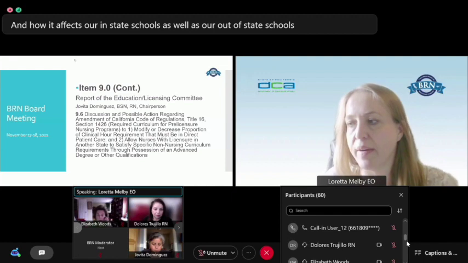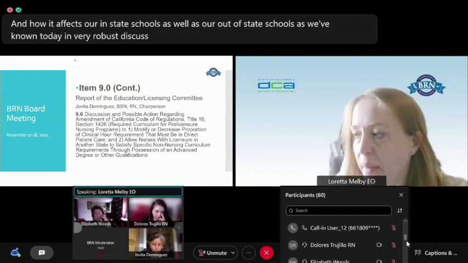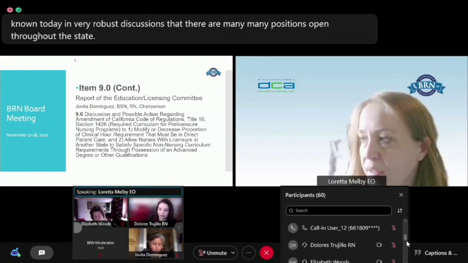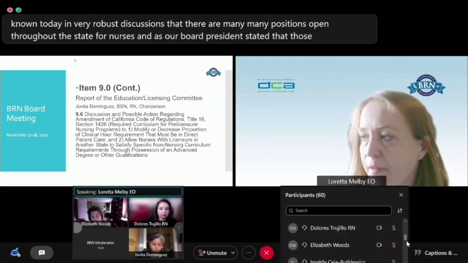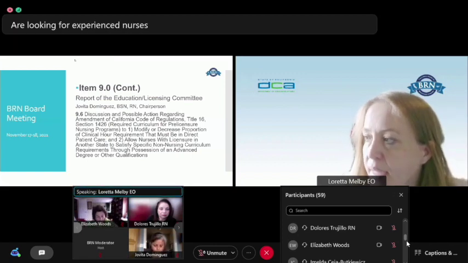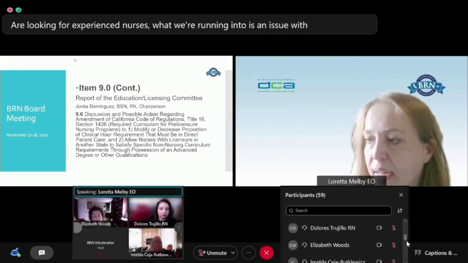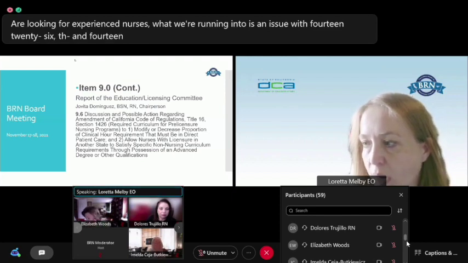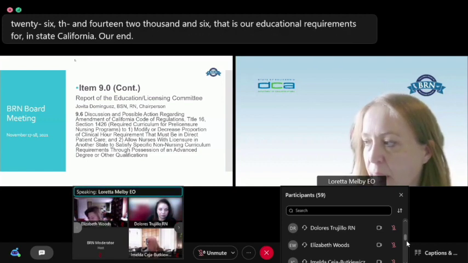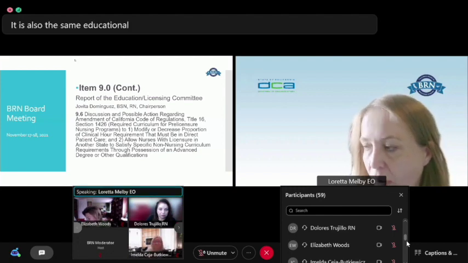As we've known today in very robust discussions, there are many, many positions open throughout the state for nurses. And as our board president stated, those employers are looking for experienced nurses. What we're running into is an issue with 1426. In 1426, that is our educational requirements for in-state California RNs. That is also the same educational requirements that our out-of-state RNs are held to.